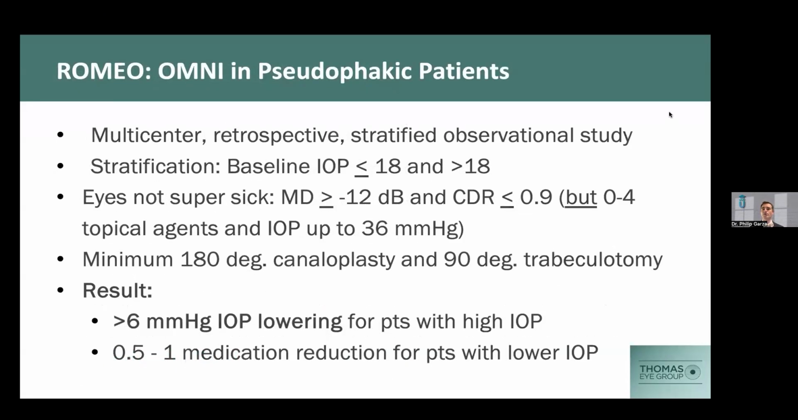So, we were talking about how Omni and VIA 360 can be customized to how much or how little treatment you want to do. And there's a basis for using these devices in pseudophakic patients, and that's the Romeo study, which specifically applies to Omni. It was a multi-center, retrospective, stratified observational study, and it looked at patients who had IOP of less than 18 or over 18. Notably, these eyes were not super sick. The mean deviation was greater than -12. The cup to disc ratio was less than or equal to 0.9. It couldn't be a totally cupped out disc, but it did allow patients to be on up to 4 topical agents and have IOP up to 36 millimeters of mercury.